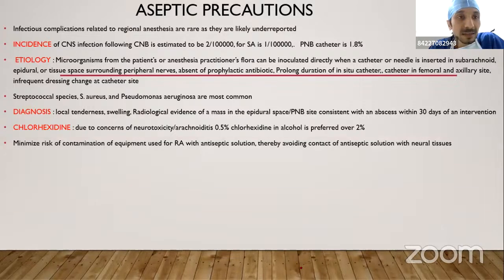How can the infection occur? Through microorganisms from the patient's or the anesthesia practitioner's flora, which get inoculated directly with the catheter or the needle inserted at the nerve block site, with the absence of prophylactic antibiotics, because of prolonged duration of in situ catheters, because of catheters at femoral and axillary sites, and infrequent dressing change at the catheter site. Common organisms causing infection are streptococcus, staphylococcus, and pseudomonas.